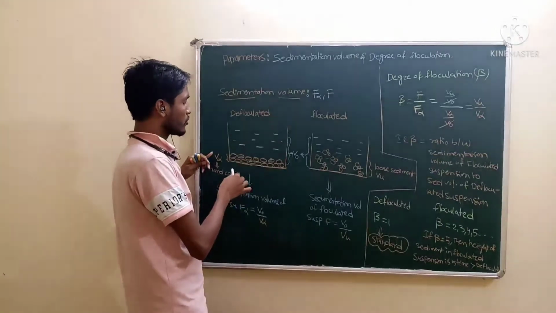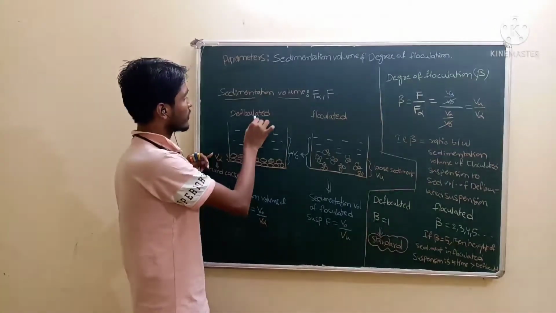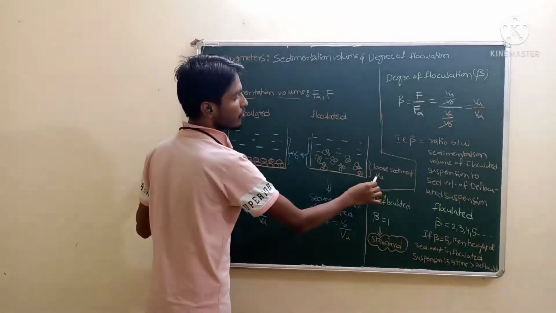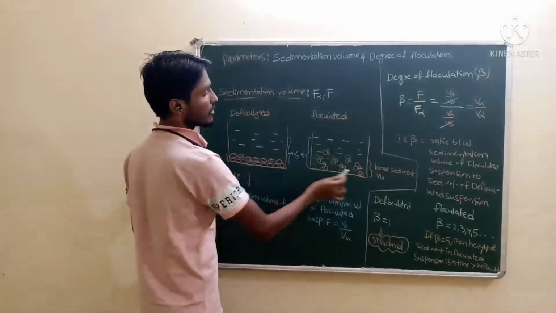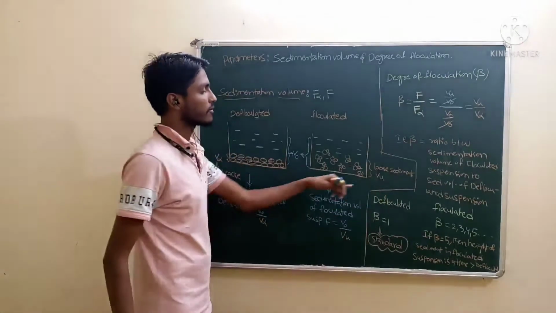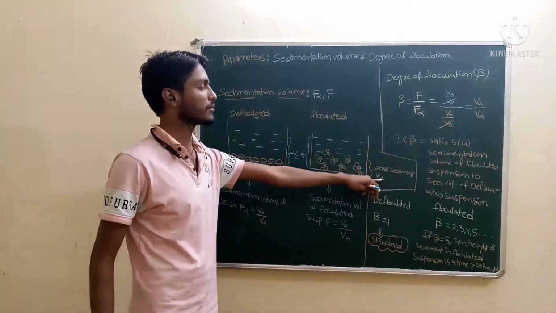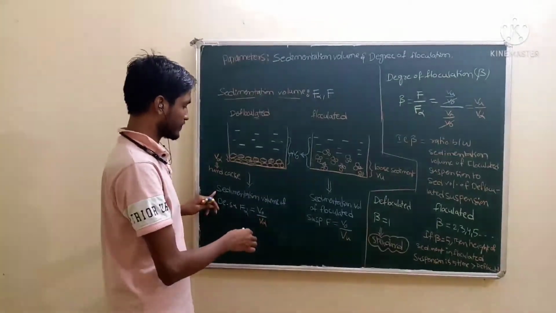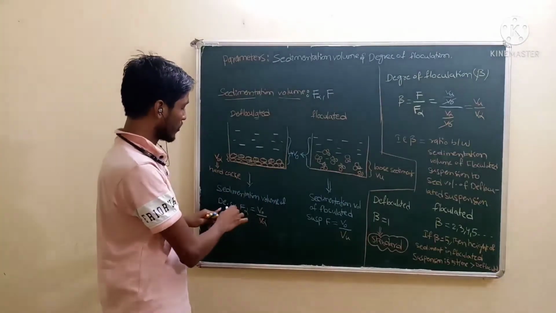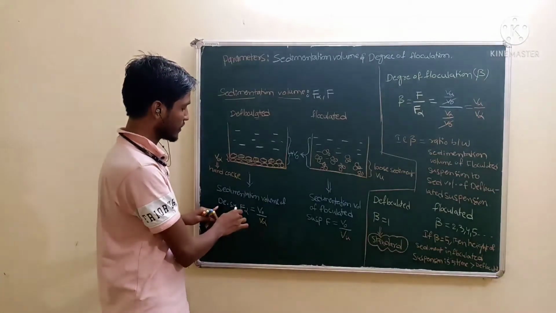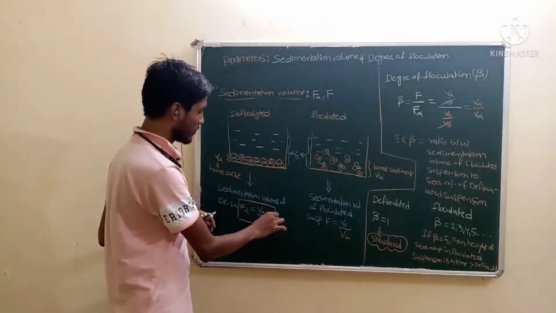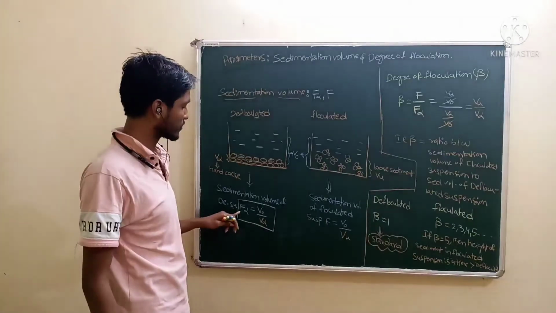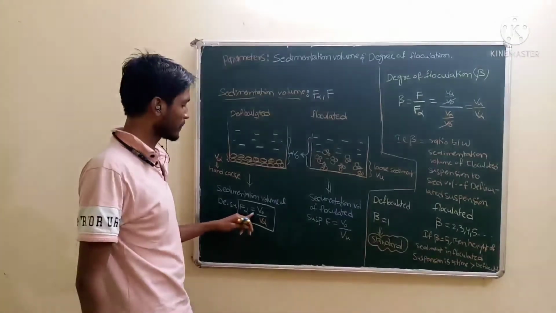Then upon storage, there is a formation of hard cake for deflocculated, and a loose cake, loose sediment, is formed for flocculated. Here, hard cake is formed, and loose sediment we can represent by Vu. Here Vα is the hard cake. So the sedimentation volume of deflocculated suspension we can represent by Fα.